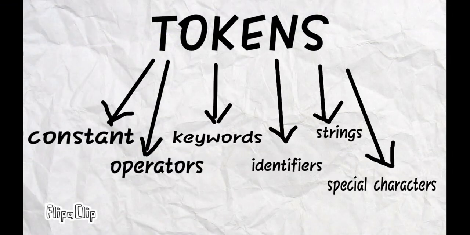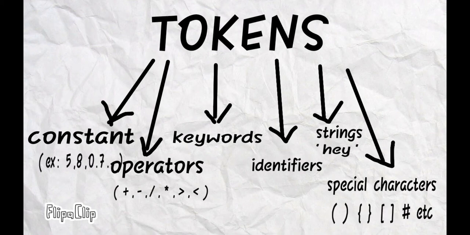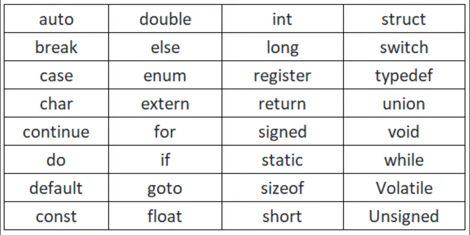Tokens are the smallest or the basic unit in C programming, and you have 6 of them. We have constants. Constants are numbers like 5, 6, or anything of that sort. And you have operators: addition, subtraction, division, greater than or equal to, comma operators. And you have special characters, like you've seen in the previous program: braces, parentheses, hash, comma. We have strings, and these strings are within double quotes. And we have keywords, there are 32 of them in C. These are the keywords in C.